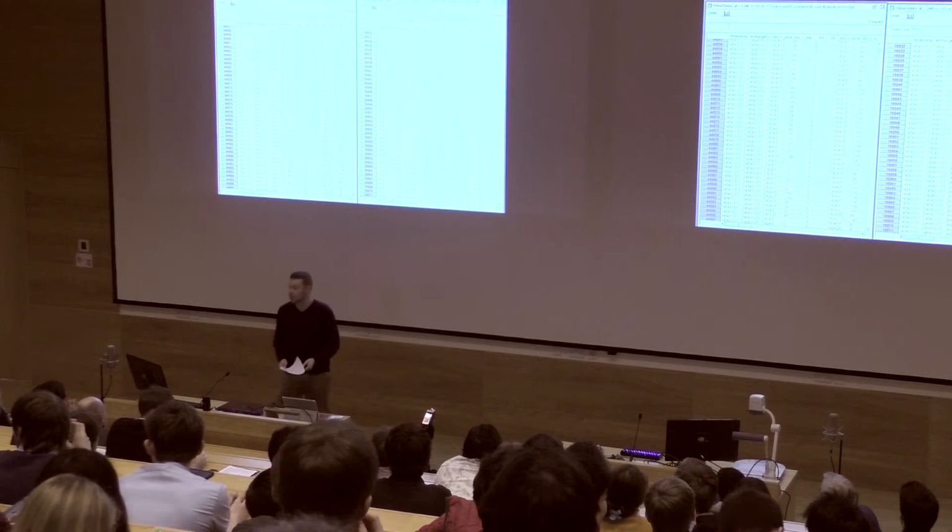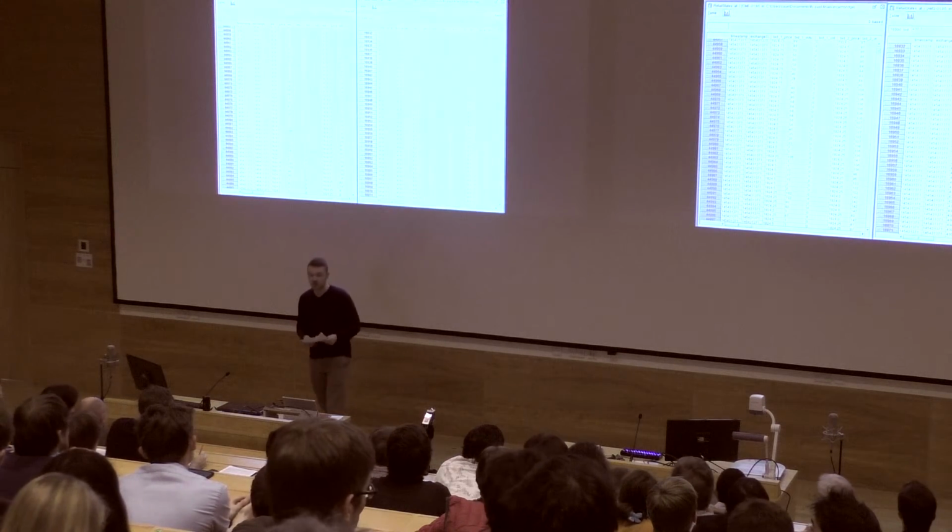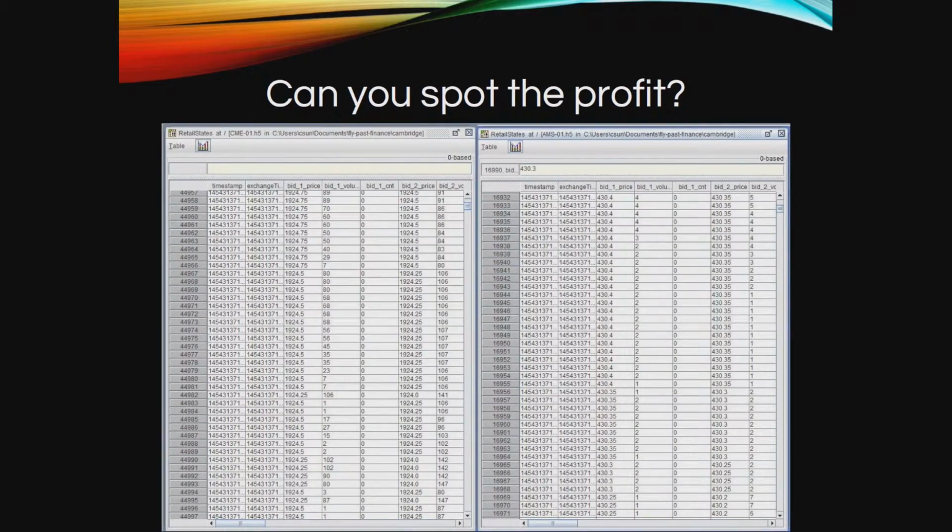So here is some actual financial data from the 1st of February this year. So what do you think? Can you spot how to make a profit out of this data?